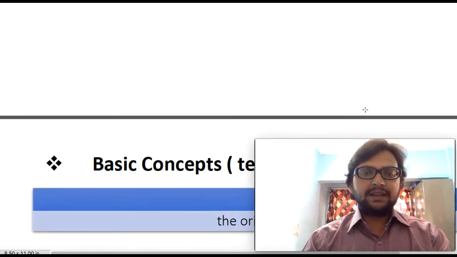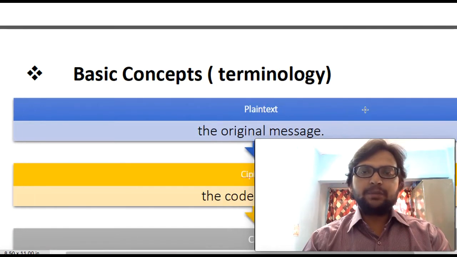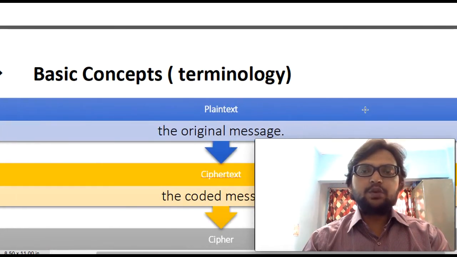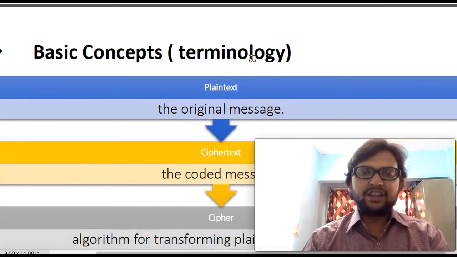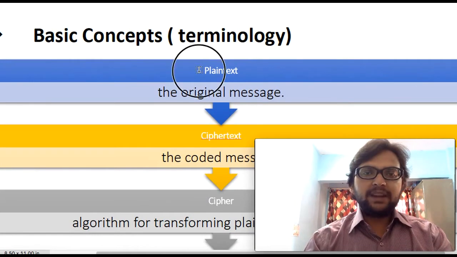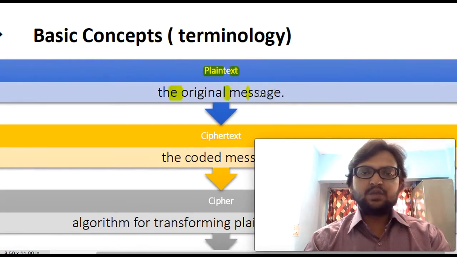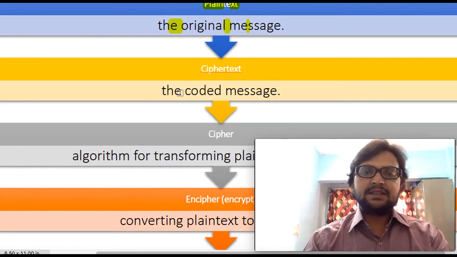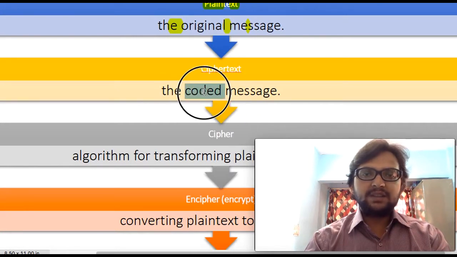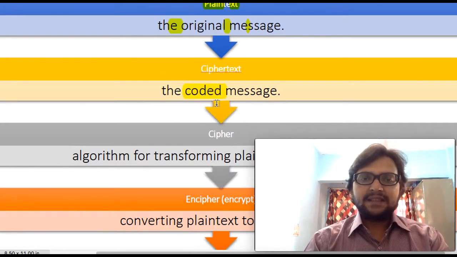Next is some basic terminology. Before we discuss further points, we should have an understanding of these definitions. What do we mean by plain text? Plain text means the original message. What do we mean by cipher text? Cipher text means a coded message. Remember, it is a coded message.